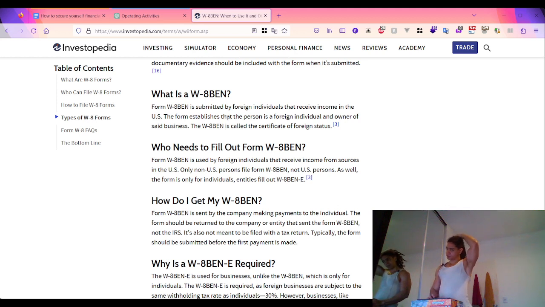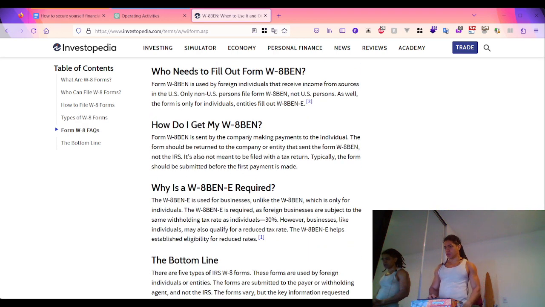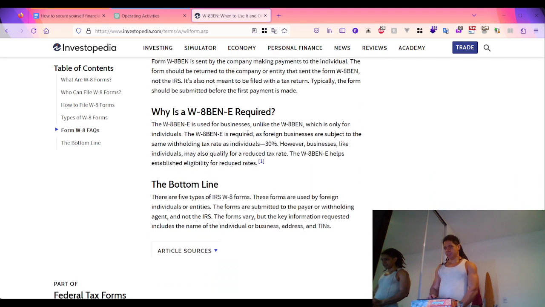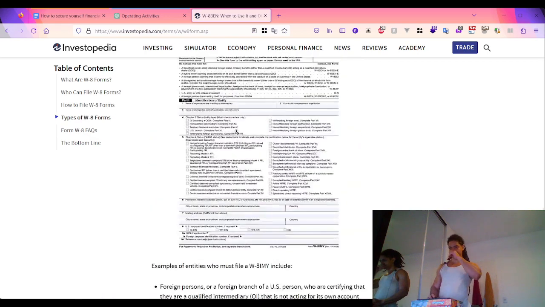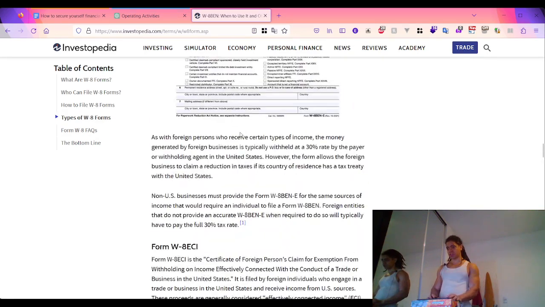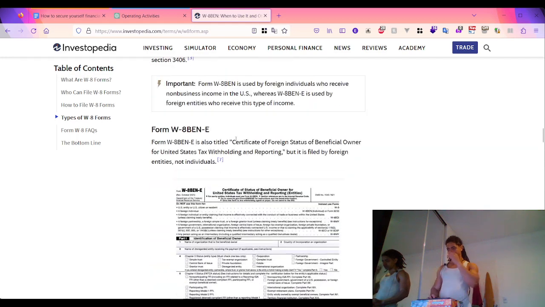The W-8BEN is called the Certificate of Foreign Status. Who needs to fill out Form W-8BEN? Form W-8BEN is used by foreign individuals that receive income from a source in the U.S. Only non-U.S. persons file this form. But now you're withholding at a 30% tax rate.